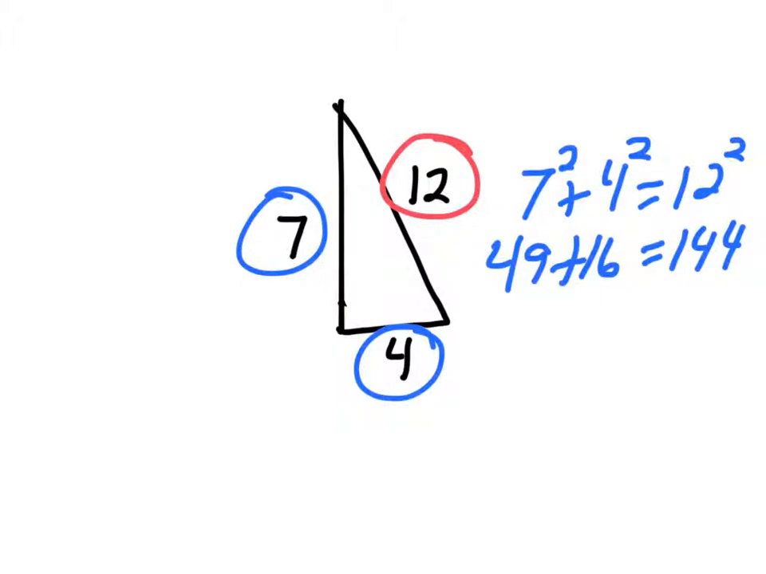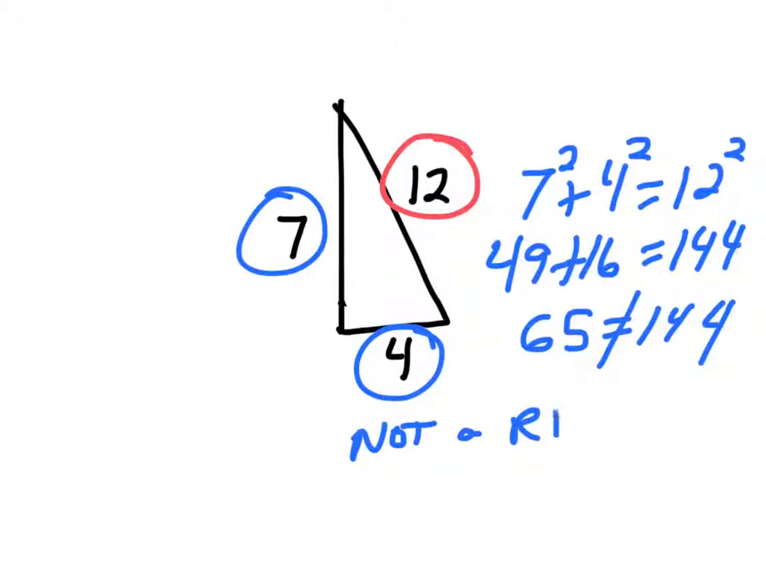And so what do we get? We get 65 equals 144. And clearly that's false. So because this right triangle relationship does not work for this triangle, because it's not equal, we know that this is not a right triangle. So this triangle failed our test. And why do we know it's not a right triangle? Because the Pythagorean theorem did not hold.